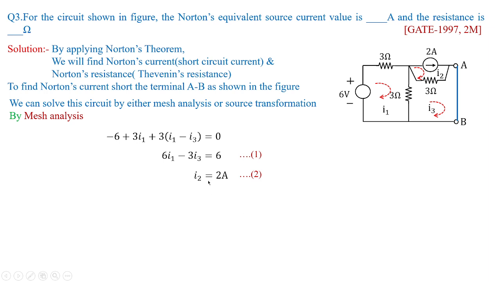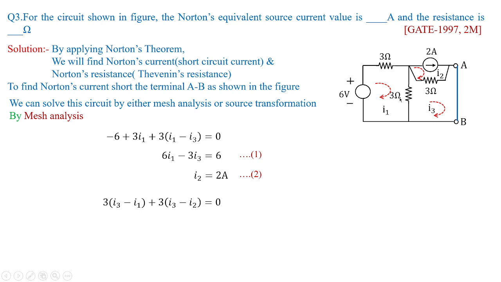That is, we know that I2 is equal to 2 amperes by looking at the direction of the current source, which is given in this fashion. I2 is nothing but directly equivalent to 2 amperes. And again, applying KVL to loop 3, that is carrying current I3. So that loop is treated to be the dominating loop.